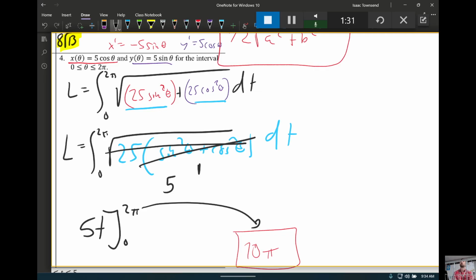Is it 70 pi? Oh, I'm sorry. You thought it said 70? I'm sorry. No way. It's 10 pi. Sorry. My handwriting's bad even when I try to make it look good. Okay, is that all you needed out of 4? Yeah. Okay.